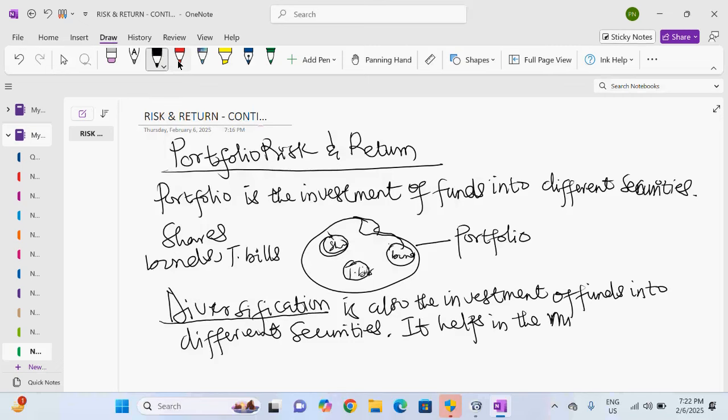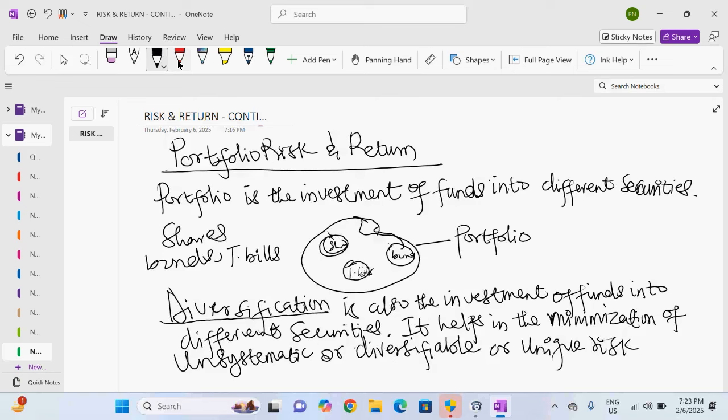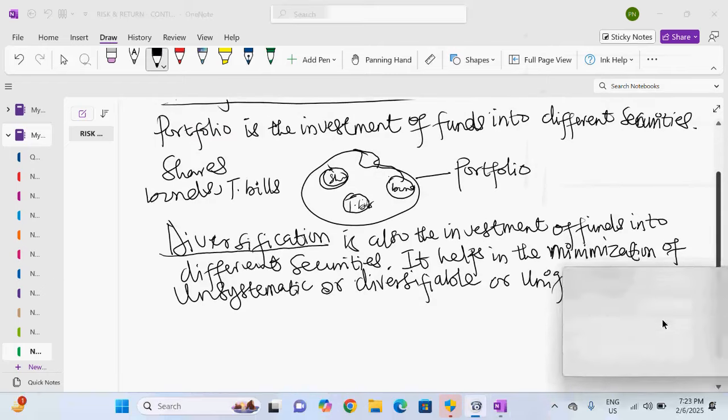It helps in the minimization of unsystematic, or diversifiable, or unique risk. So that is what is known as diversification, investing in different securities.